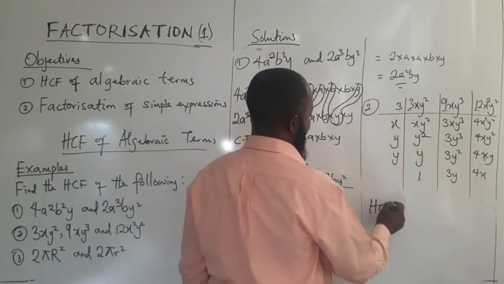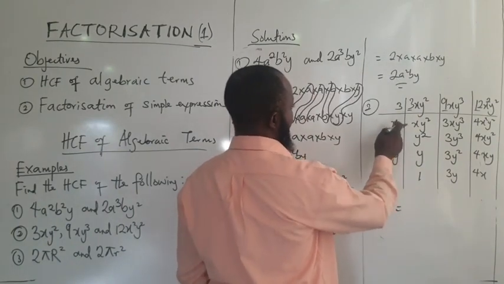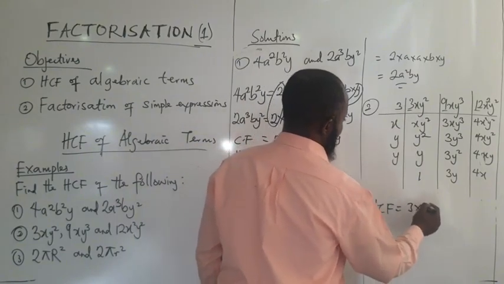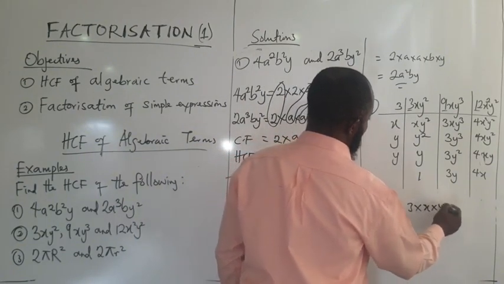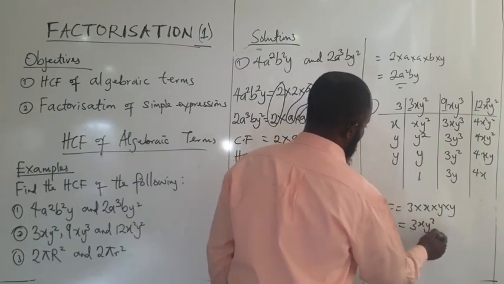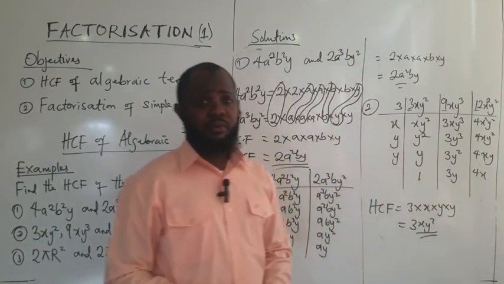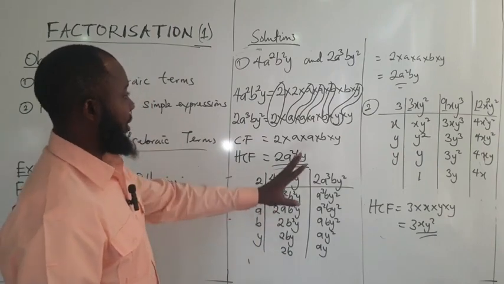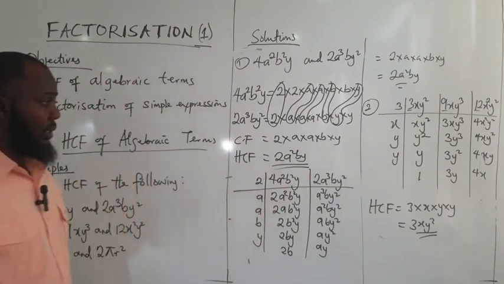ACF here will then be equals to 3 times x times y times y. That gives us 3x y squared. I hope this is very clear. So that is that, how to find the ACF of algebraic terms.